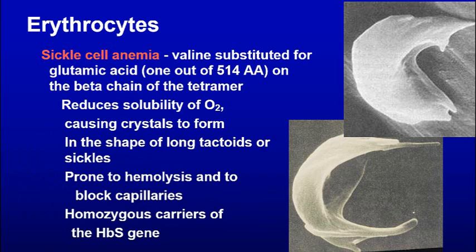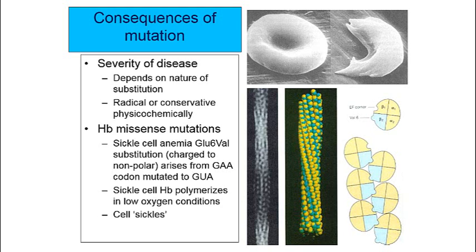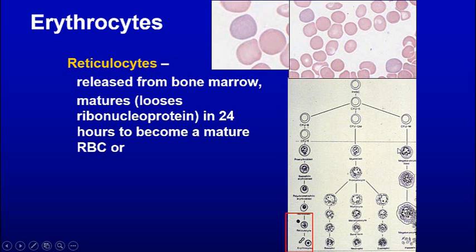That's the problem. Homozygous carriers of the HBS gene have it. Heterozygous carriers don't get it, but the homozygous do. Here we see consequences of mutation. Depends upon how it is, but in the case of sickle cell anemia, you get that mutation, and that causes a sticking of the different hemoglobin groups. As a consequence, you cause these linear structures, which are inside the cell membrane and make these structures a sickle.